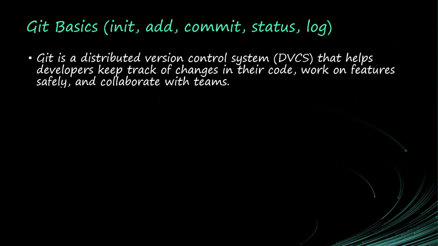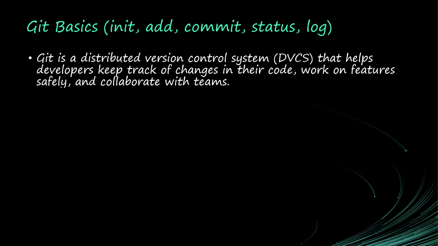So Git, you already know, is a distributed version control system. We have local, we have centralized, and we have distributed version control systems. And Git is a distributed version control system that helps developers to keep track of changes in their code, work on features safely, and collaborate with teams.